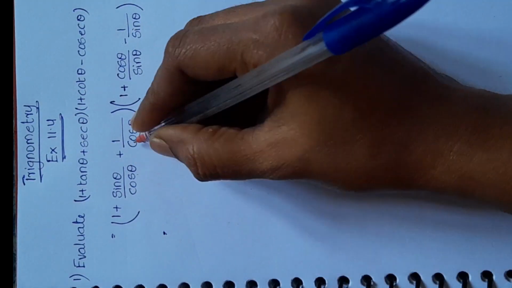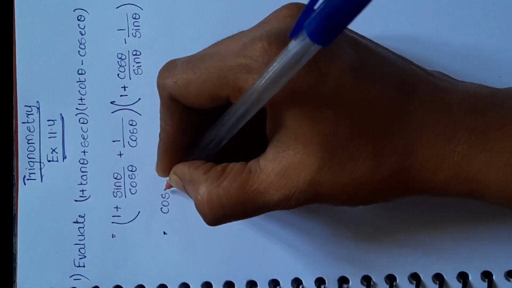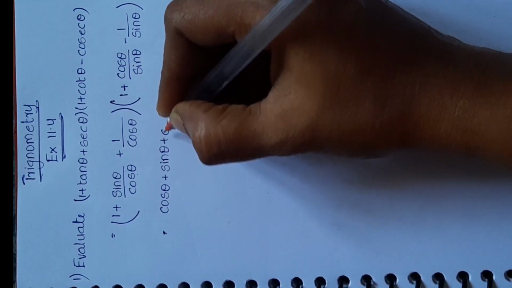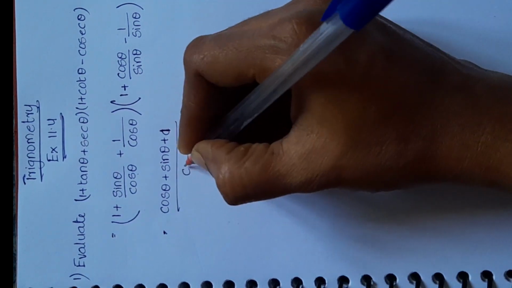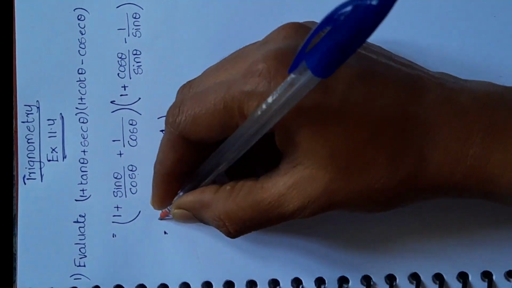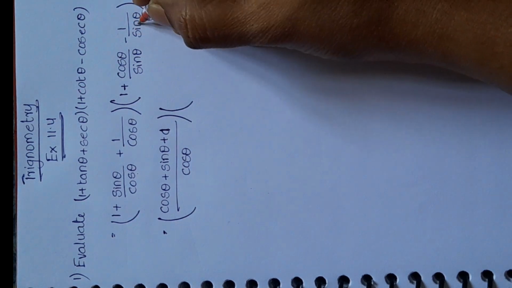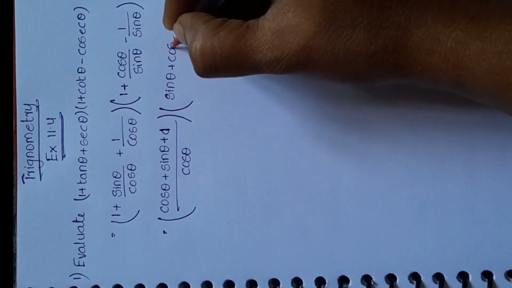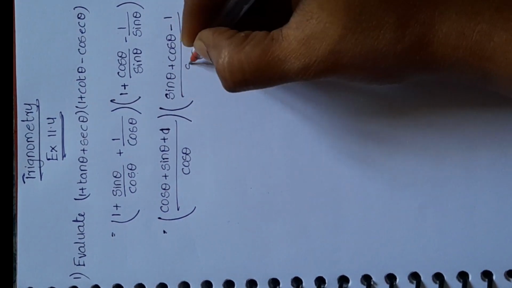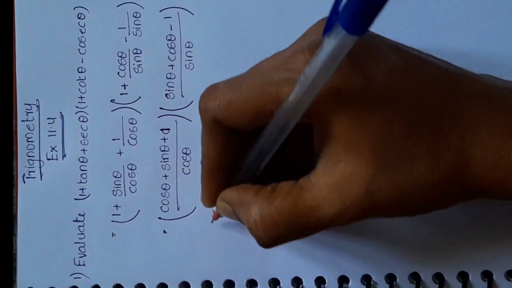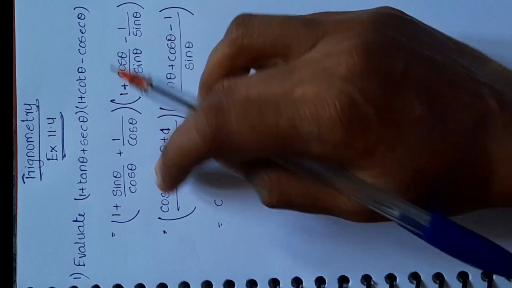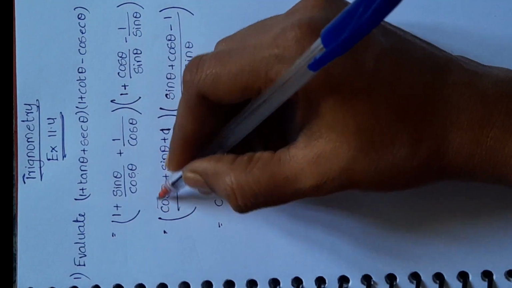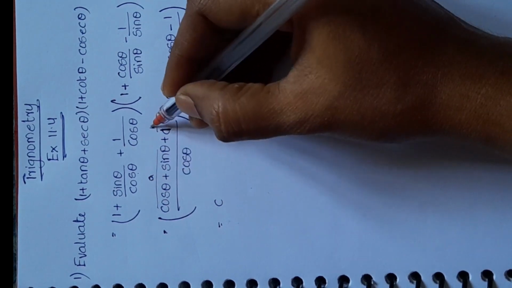So the denominator is cos theta. So numerator becomes cos theta plus sin theta plus 1 by cos theta into, here the denominator is sin theta. So the numerator becomes sin theta plus cos theta minus 1 by sin theta, which is equal to, here consider cos theta plus sin theta as A and 1 as B. Consider this as A and this as B.